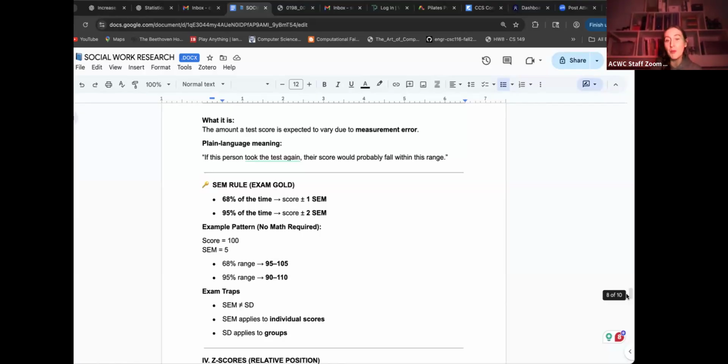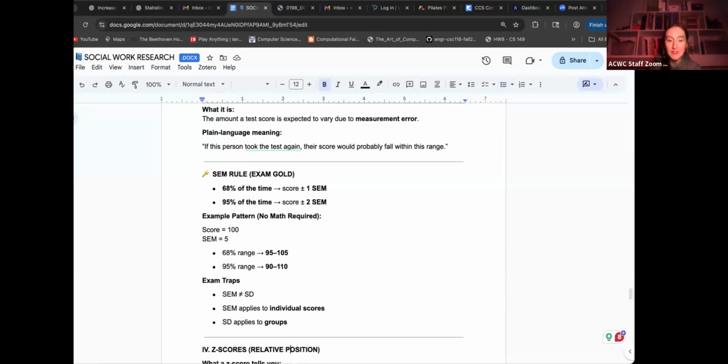Her score would probably fall within a certain range. The standard error of measurement shows you how much it will vary due to the measurement error, the literal error inside the test, not Jennifer's error. And when they do standard error of measurement, guess what? It uses the same 68, 95, 99. It uses that same bell curve. So that's really useful, okay?